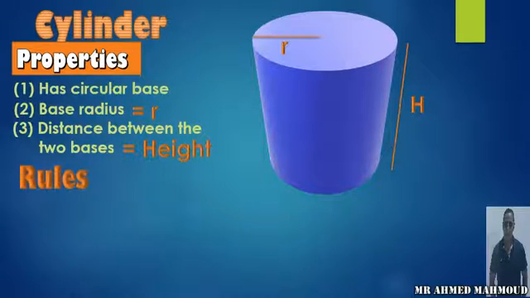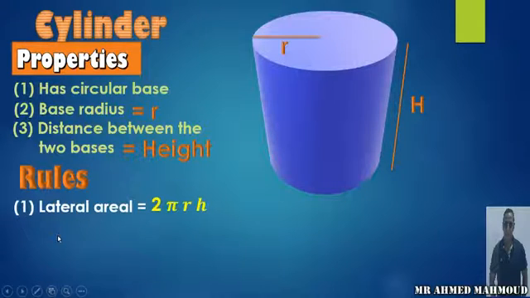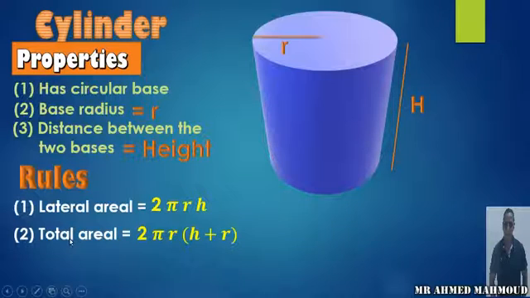Its rules. The first rule is the lateral area. The lateral area equals 2 pi r h. Again, 2 pi r h. The second rule, its total area equals 2 pi r open bracket h plus r. The third rule, the volume equals pi r power of 2 times height. Again, the lateral area is 2 times pi times r times height. The total area is 2 times pi times r open bracket h plus r. The volume is pi r power of 2 times height.